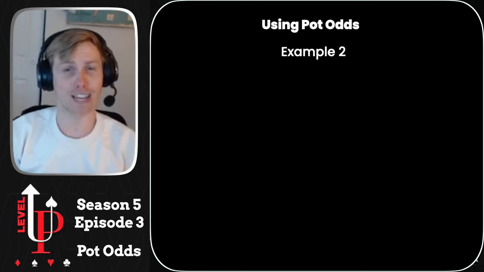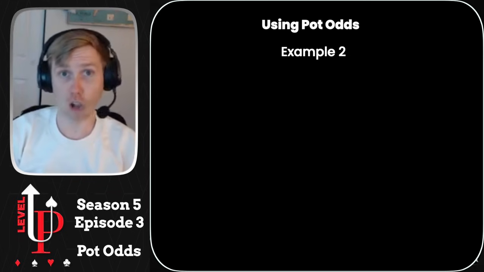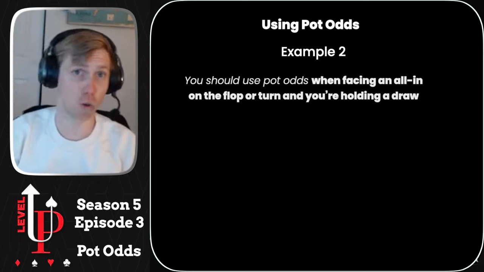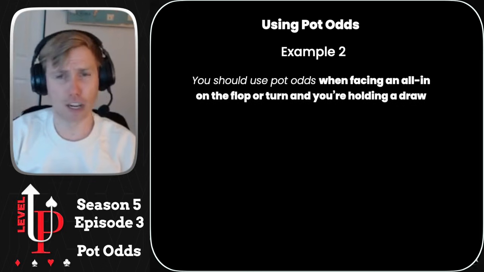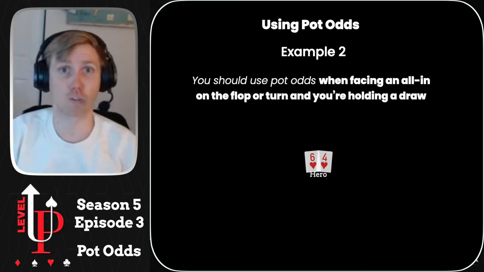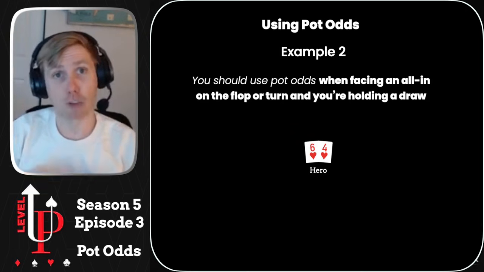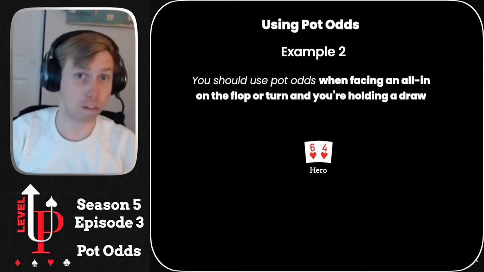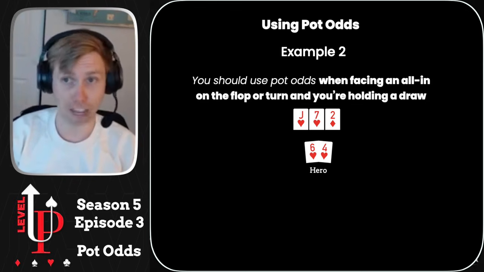We don't need it. Example number 2 is when you're facing an all-in on the flop or turn and you're holding a draw. Let's say you're playing a tournament and you're somewhat short-stacked and you make it to the flop with 6-4 suited, 6-4 of hearts to be exact. The flop comes Jack of hearts, 7 of hearts, 2 of diamonds. Pretty good flop for you. You have a flush draw.